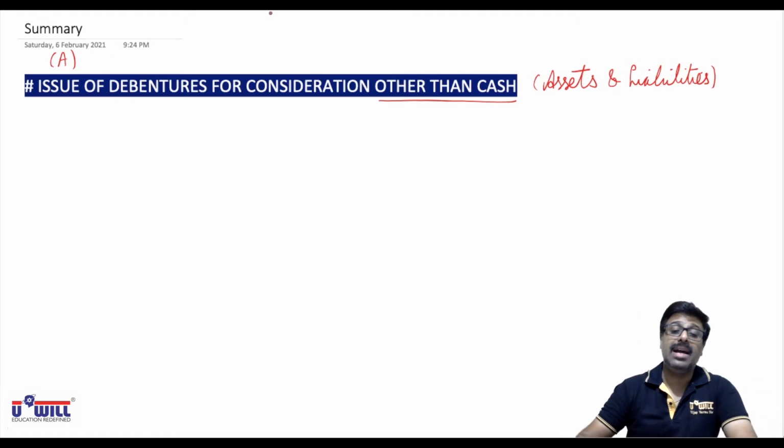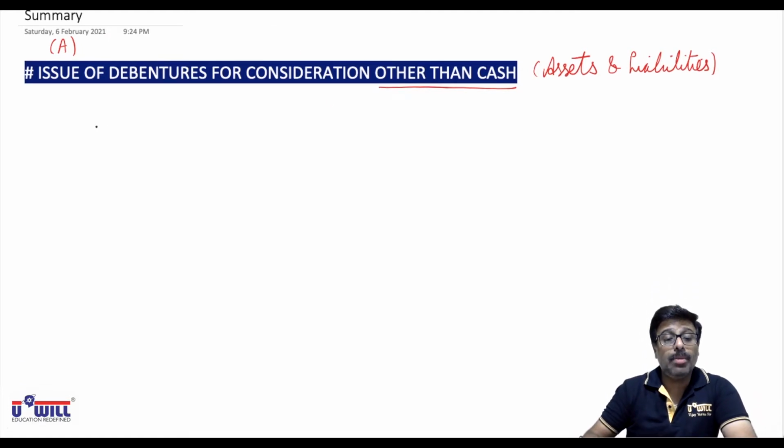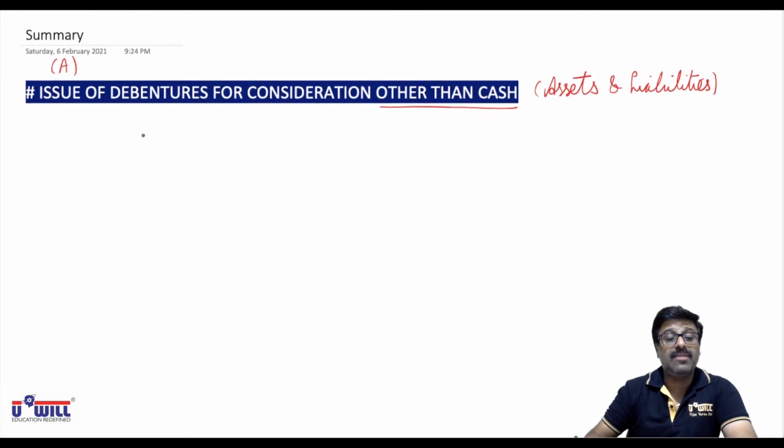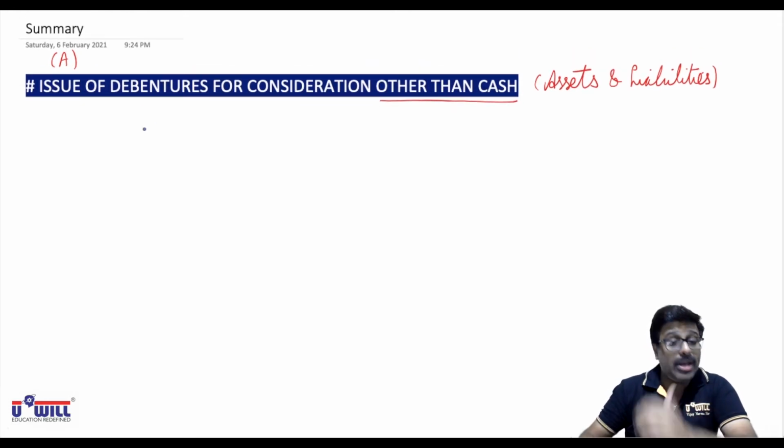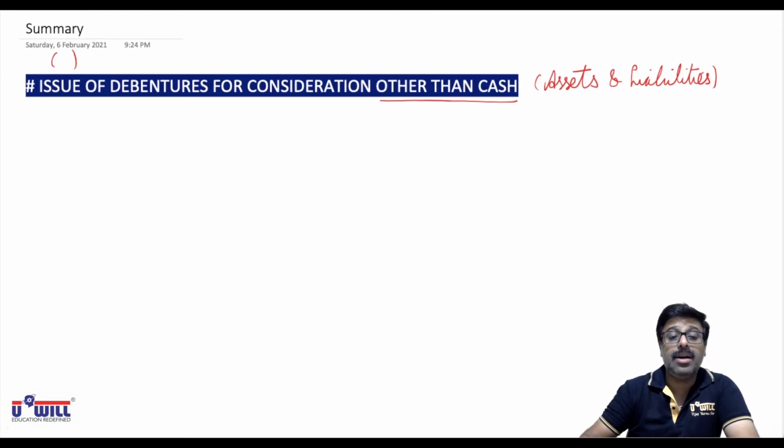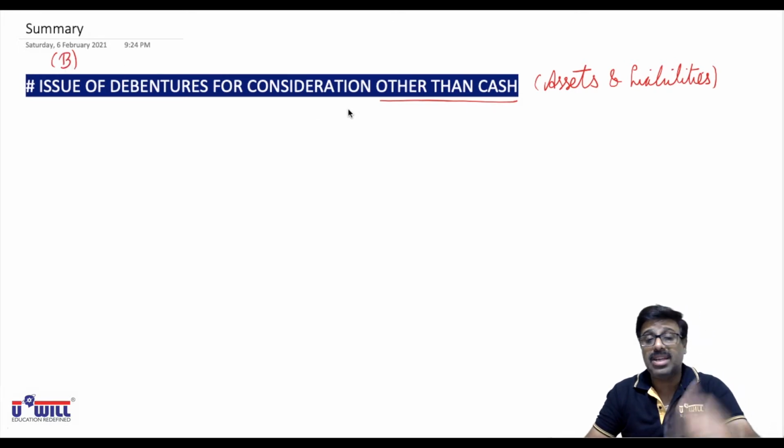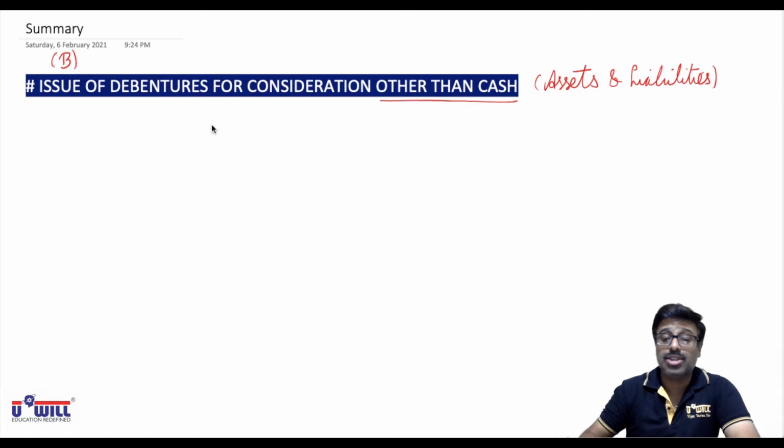So consideration other than cash means either you get assets, or if you buy the entire business then you get assets as well as liabilities. Now two main entries will come over here, so all of you give this heading in your notebooks. Point number B, not point number A, point number B: issue of debentures for consideration other than cash. A was issue of debentures for cash. Other than cash means, in brackets, you can write assets or assets and liabilities.